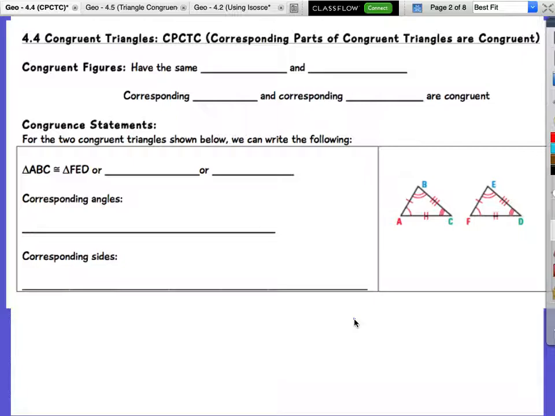CPCTC, it says here, congruent triangles and understanding CPCTC. And it says, corresponding parts of congruent triangles are congruent. So that's where the abbreviation comes from. We leave out the "of" and the "are" in our abbreviation, and we just make it CPCTC.